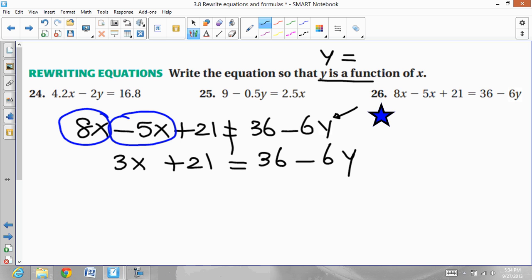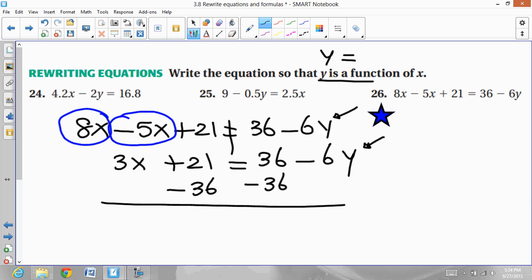Now remember, you want to get y alone. The negative 6 is watching it so close, you cannot get to it until you get rid of the 36. 36 is positive, so let's go in with the negative 36. Negative 36 on the right side and negative 36 on the left side. I don't have to write it on the side because 21 and negative 36 we can combine together. They are both constants. 36 and negative 36 cancel out.